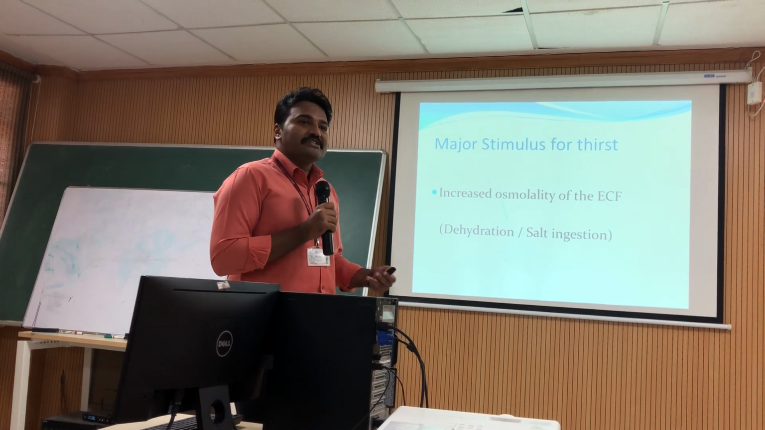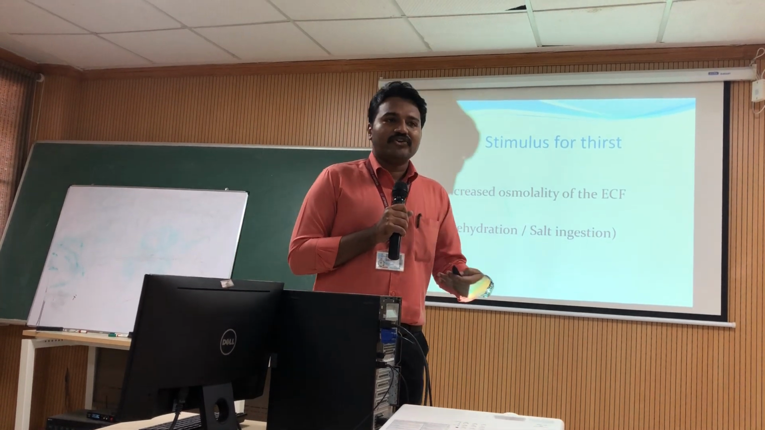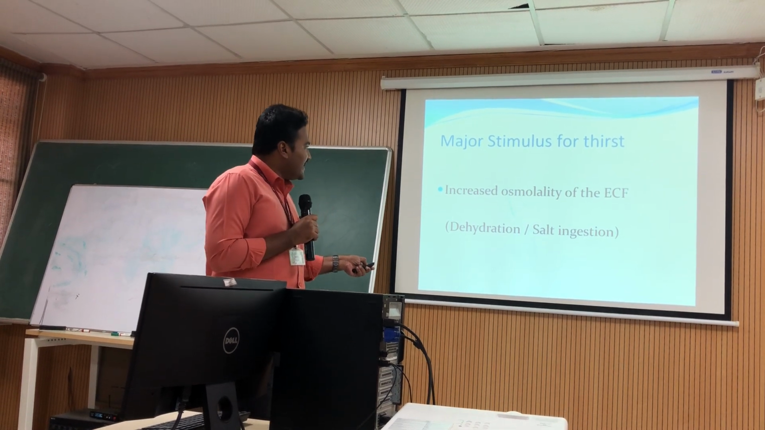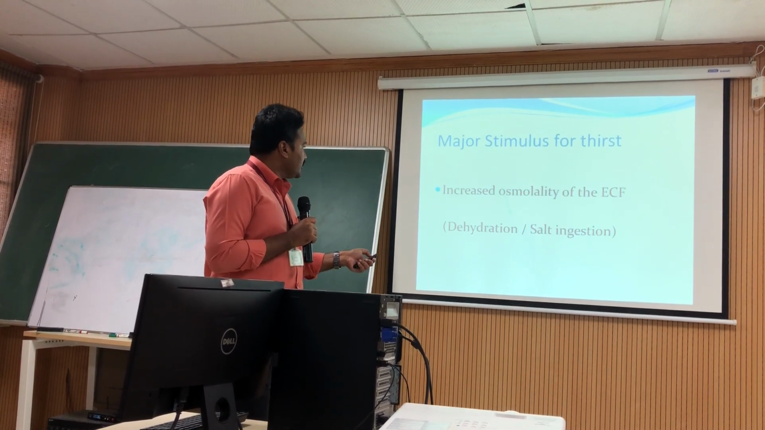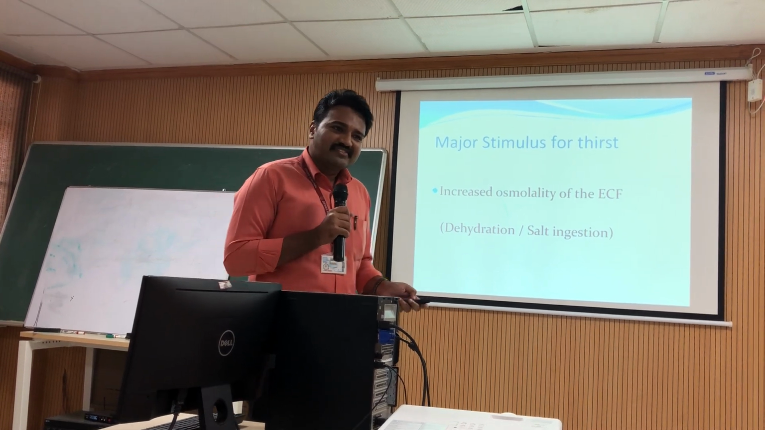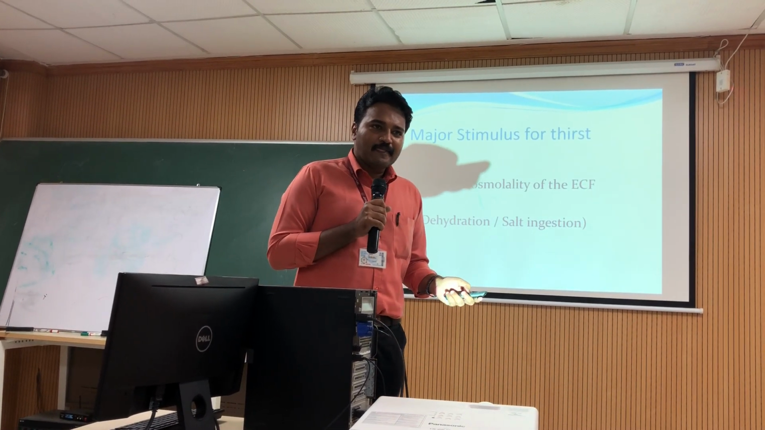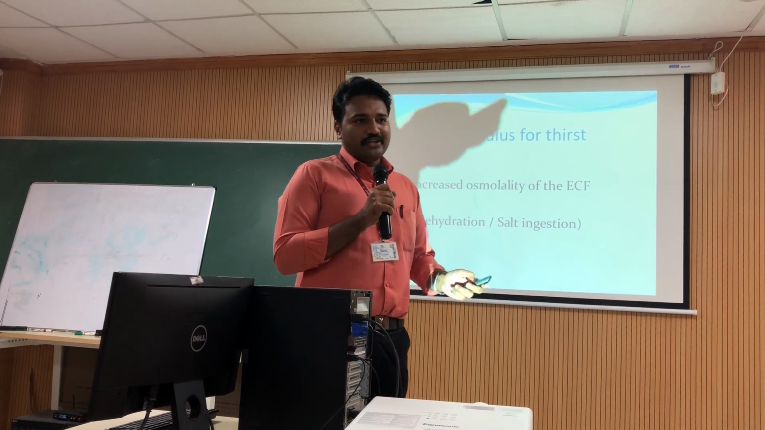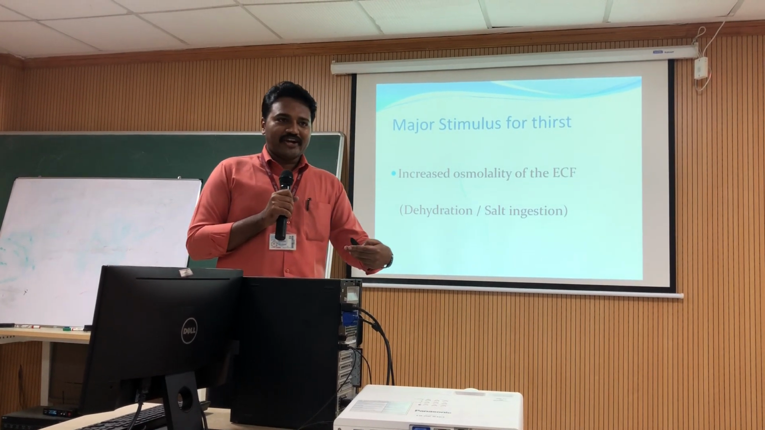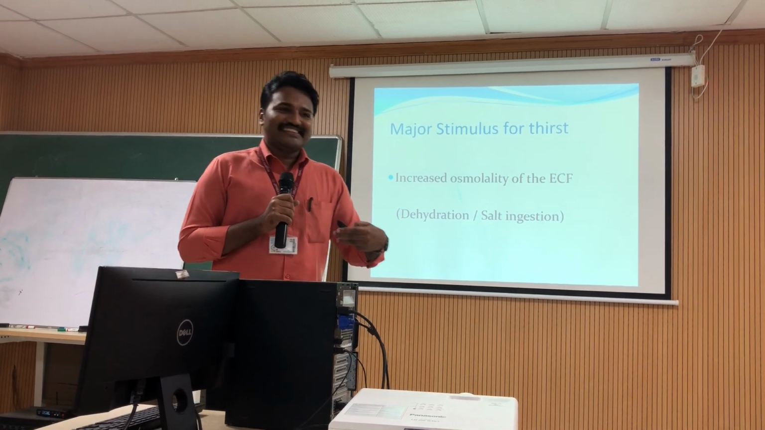So now what is the stimulus for the thirst sensation? So when do you tend to have more and more of thirst sensation, right? It's because of increased osmolality of the ECF. So what is the normal plasma osmolality? 290 to 300. Very good. It is around 290 to 300 milliosmoles per liter. So once the osmolality increases in your body, obviously that is where you feel the thirst sensation.